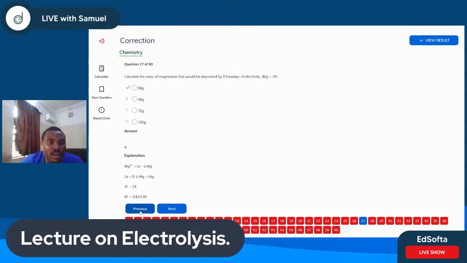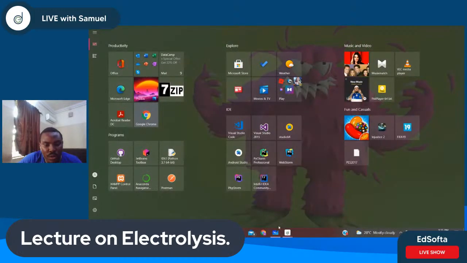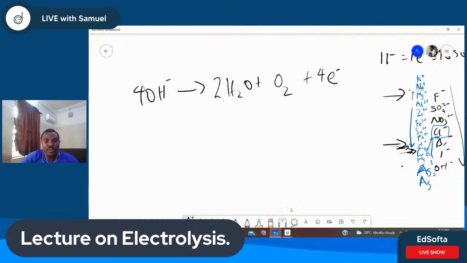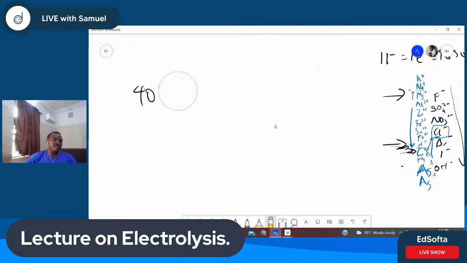Calculate the mass of magnesium that will be deposited by 8 faradays of electricity. First, what do you do? You write your equation. It said, calculate the mass of magnesium that will be liberated by what? 8 faradays of electricity. First, what do you do? You write your equation.